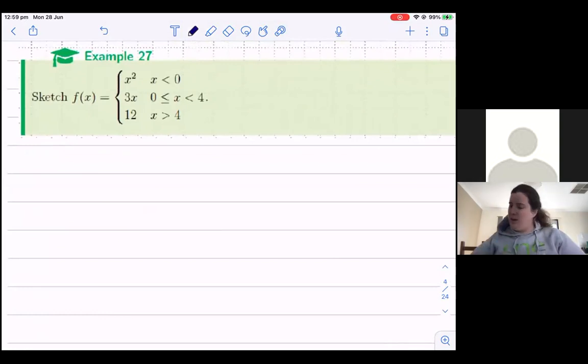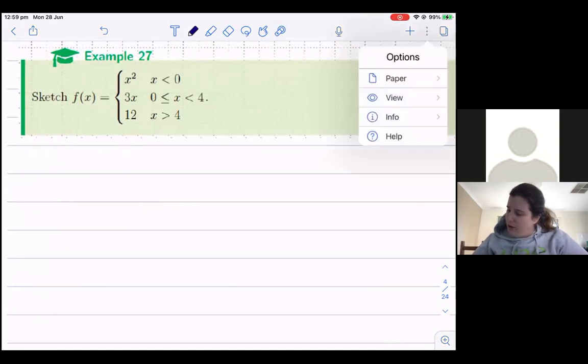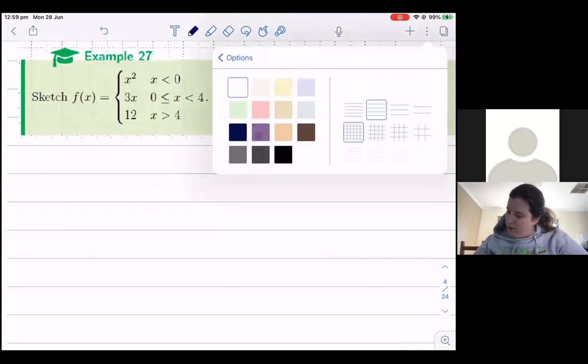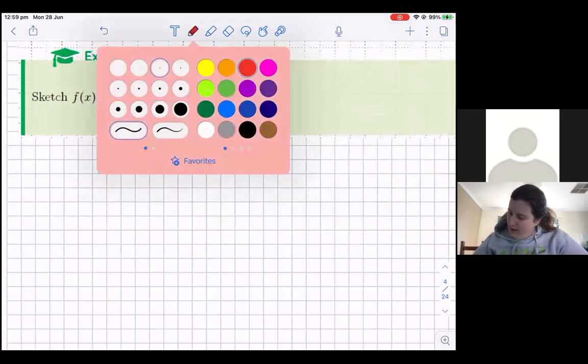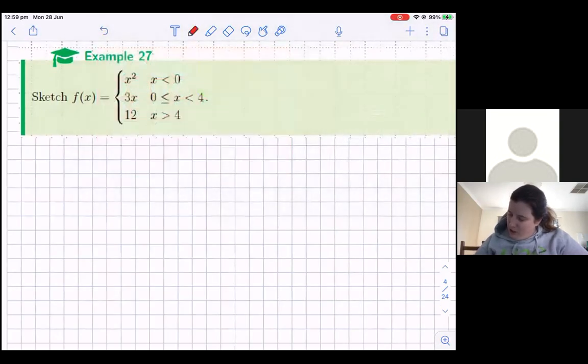Okay. With questions like this, it's a piecewise function. It's defined differently for different sections. So when x is less than 0, it's going to be looking like x squared. When it's between 0 and 4, it's going to look like 3x. And other than that, it's going to look like 12. So let me just get some nice grid paper up. The first thing we should be doing is double checking that these are all going to meet, or where it's going to be at the end of everything.